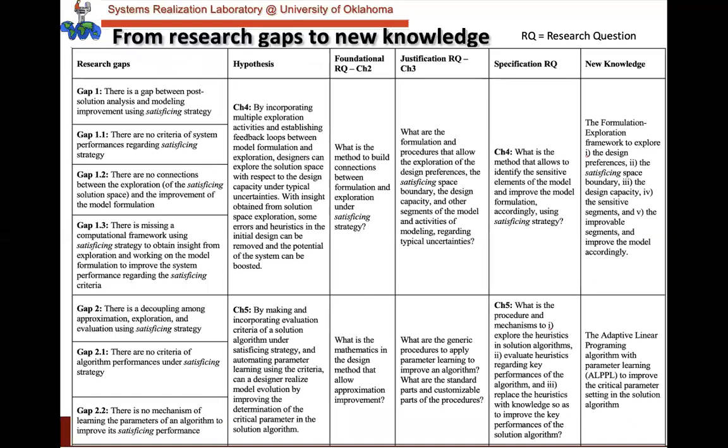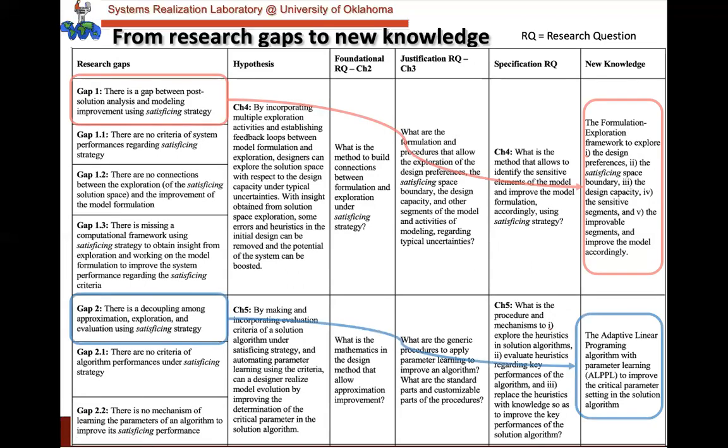Finally, this is how the research gaps go to the new knowledge. I break down the research gap into several sub-gaps, and then I summarize the hypothesis by analyzing these sub-gaps. I propose the research question in a foundational way, and then adjust it and specify it in the certain context, and then new knowledge comes up. The same thing for the second research question.